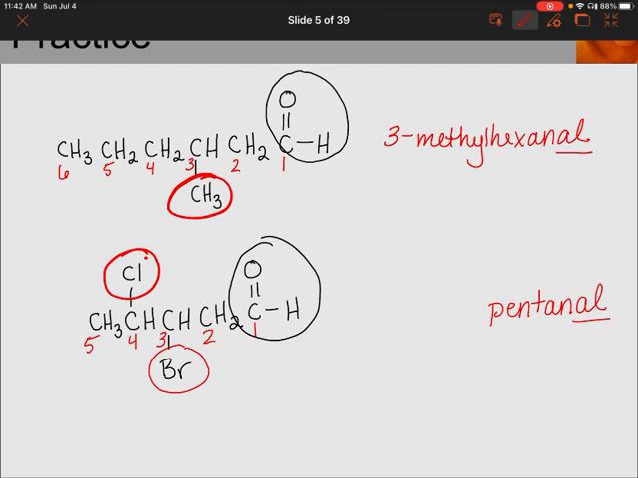Okay, but remember we also want to alphabetize. So would bromine or chlorine come first? Bromine, it starts with B. So this is going to be 3-bromo, 4-chloro, pentanal. Okay, so not too bad, right?